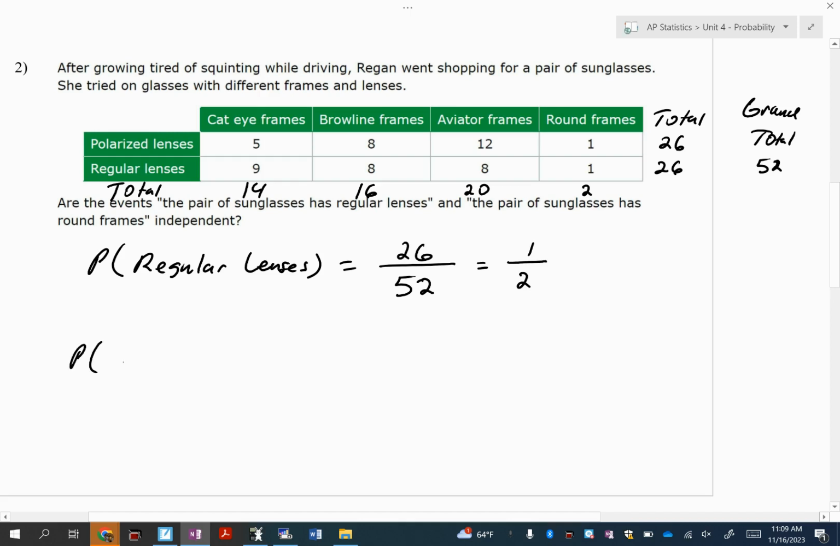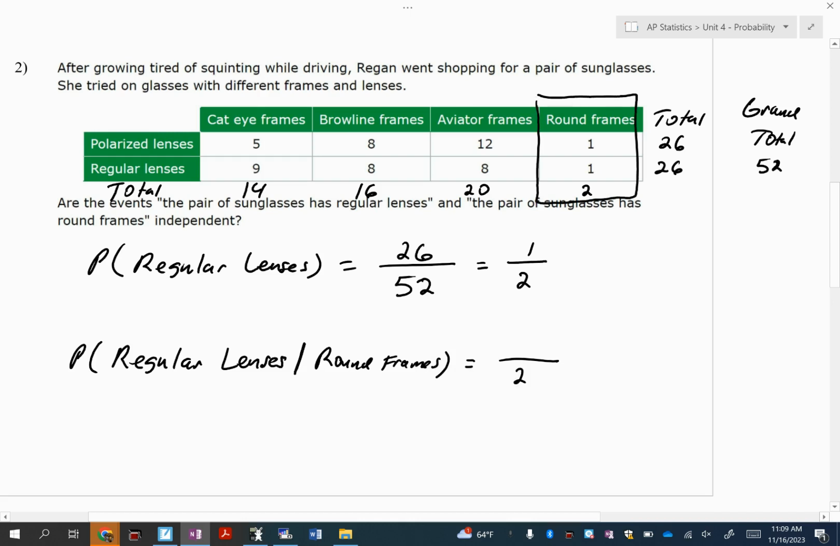So now, if this is going to be independent, I'm going to copy it down. But my given is going to be that they have round frames. So how many total of these sunglasses have round frames? 2. So I'm only looking at this column right now. And out of those 2, how many have regular lenses? Oh, sick. What do you notice? They're the same. Independent.